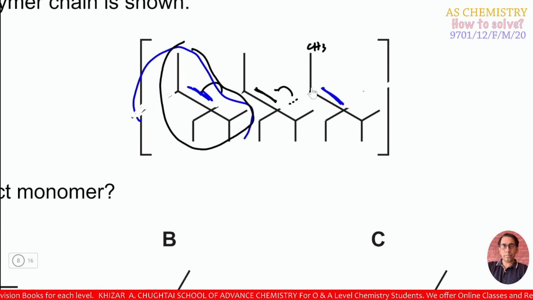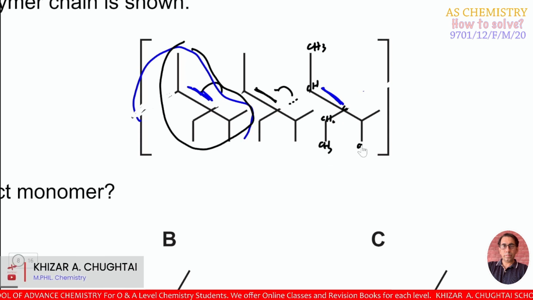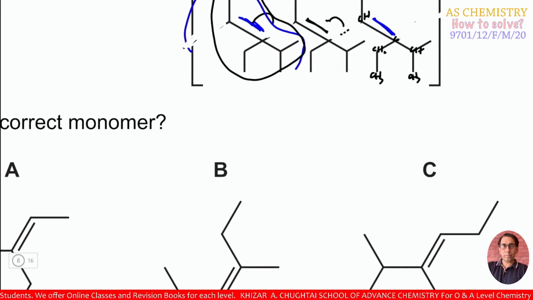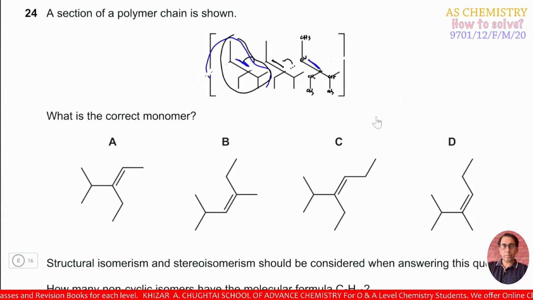CH3, and it's CH double bond. It's C only. It's CH2. It's CH3. It's CH3. It's CH, and it is CH3. So let's see what is its name, or what is the basic arrangement of this monomer. It's having 5 carbon atoms in the longest chain.